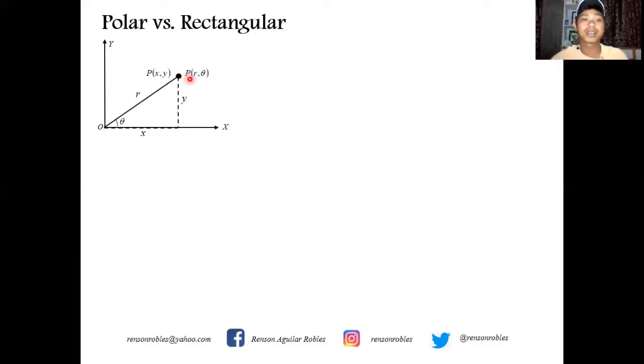So again, the point P (r, theta) in the polar coordinate system is represented by the point P (x, y) in the rectangular coordinate system. Cosine theta is adjacent side over hypotenuse, so that's x over r. Sine theta is opposite over hypotenuse, and tangent theta is opposite over adjacent. From here, you can get theta, which is equal to arc tangent of y over x.